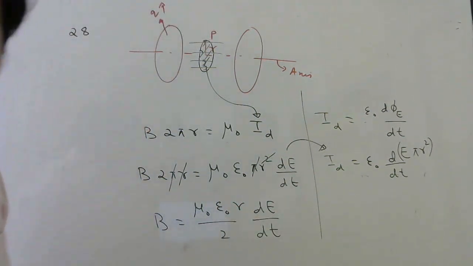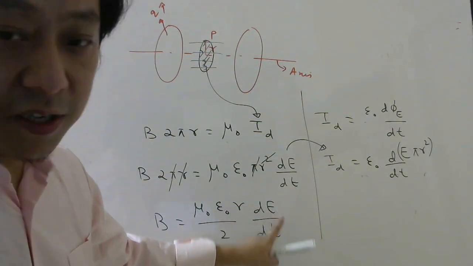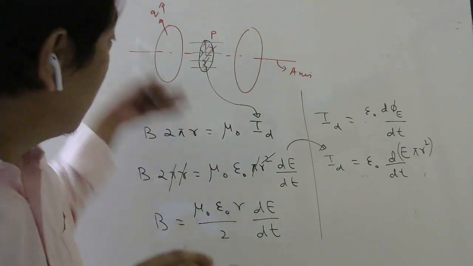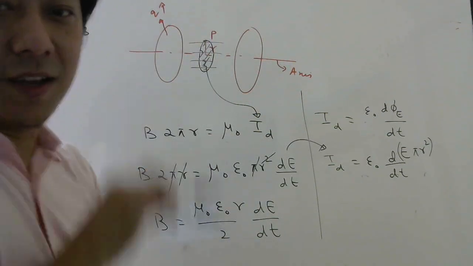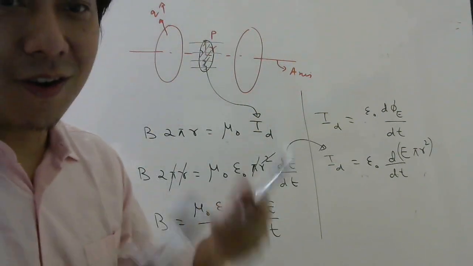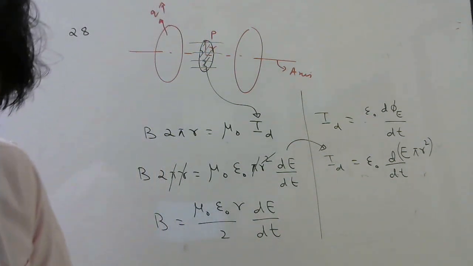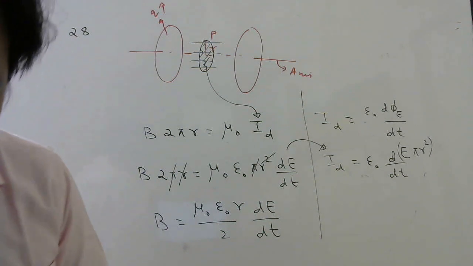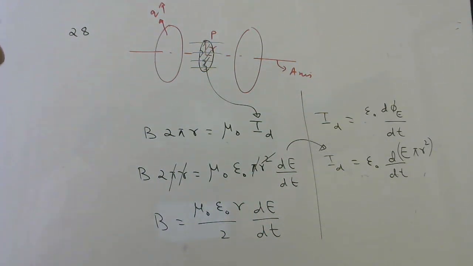So a beautiful formula which says when electric field changes in a region like this, there is magnetic field this way, which gave rise to the concept of electromagnetic waves. So which option? Option A.